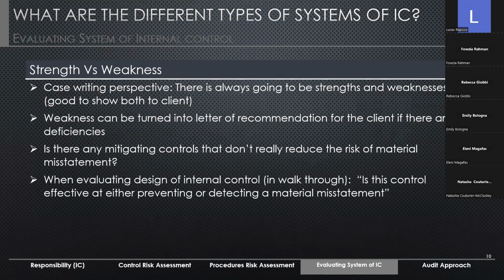And there is the letter of recommendation for the client. If there are any deficiencies, we'll look at that after the letter of recommendation, and another type of letter goes more to the board. Are there any mitigating controls that don't really reduce the risk of material misstatement? When evaluating the design of internal control, the walkthrough, is this control effective at either preventing or detecting a material misstatement, right? Make sure that if there's a risk assessment, it's a control that's actually working. It's not just there to be pretty. Yeah.